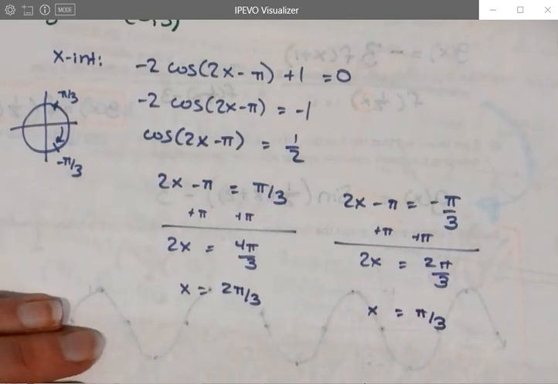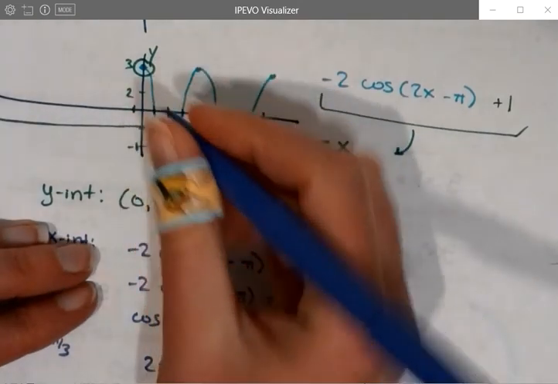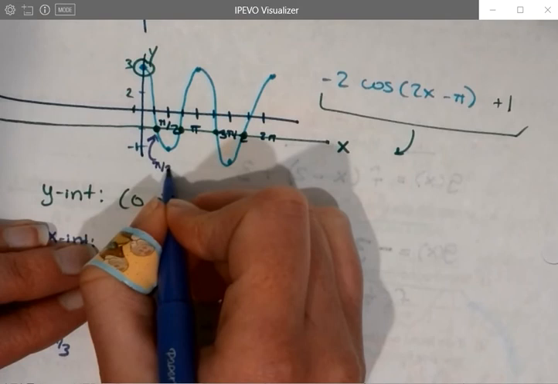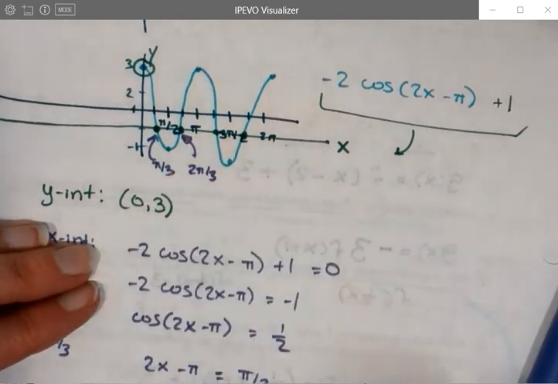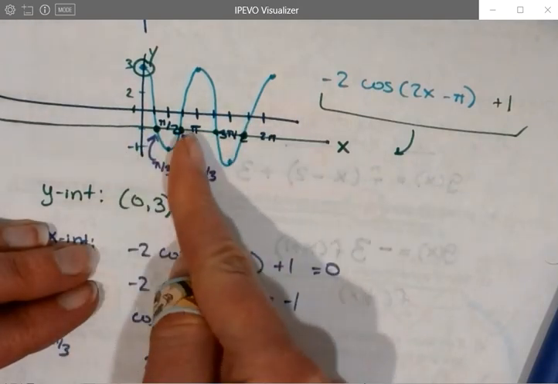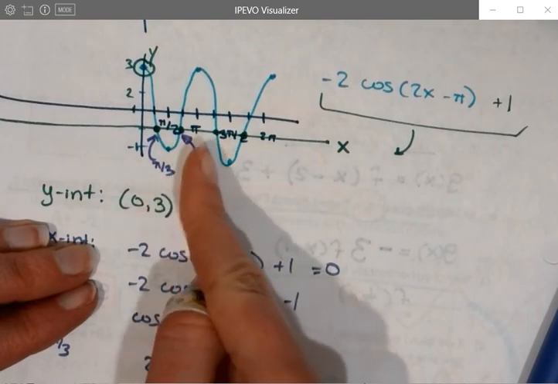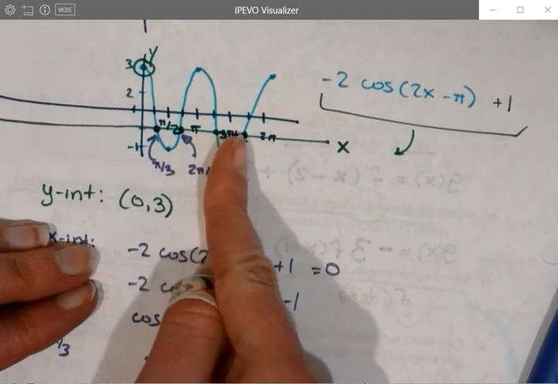Okay, so back to the picture for a second. What we have right here is that this first one is pi thirds. The second one is 2 pi thirds. But because it's not symmetric, they're not evenly spaced. So 3 pi thirds is pi. That's not going to be one of them. So I have 1 pi third, 2 pi thirds. I don't have 3 pi thirds. Then I do have 4 pi thirds and 5 pi thirds.